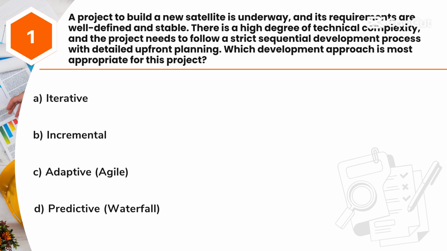Question 1. A project to build a new satellite is underway, and its requirements are well defined and stable. There is a high degree of technical complexity, and the project needs to follow a strict sequential development process with detailed upfront planning. Which development approach is most appropriate for this project? A. Iterative. B. Incremental. C. Adaptive, Agile. D. Predictive, waterfall.